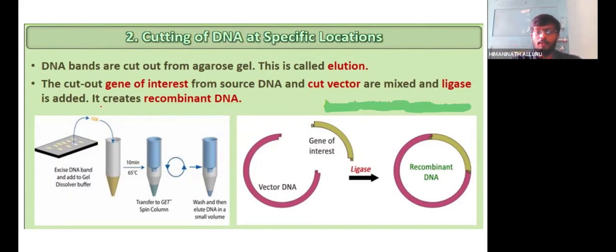Sometimes CBSE will ask what agarose is. They are natural polymers obtained from seaweed. Those topics also we may have to include.